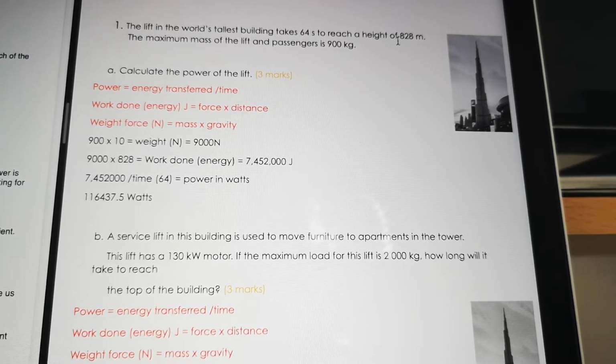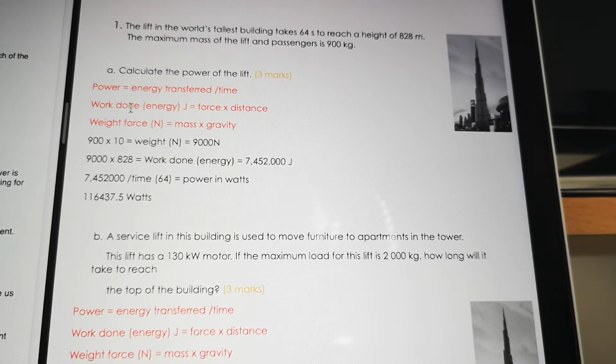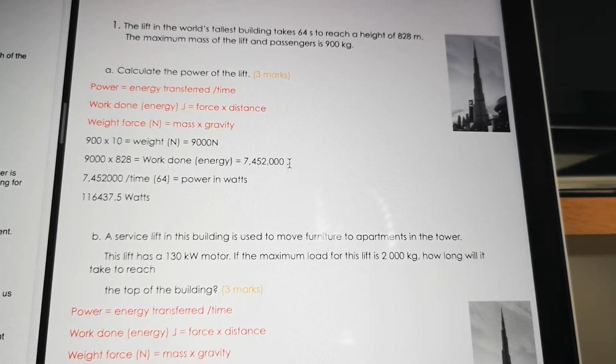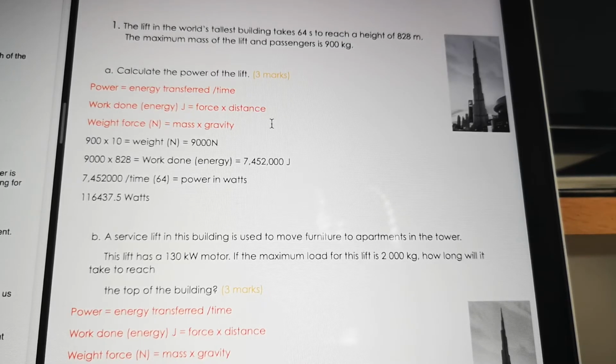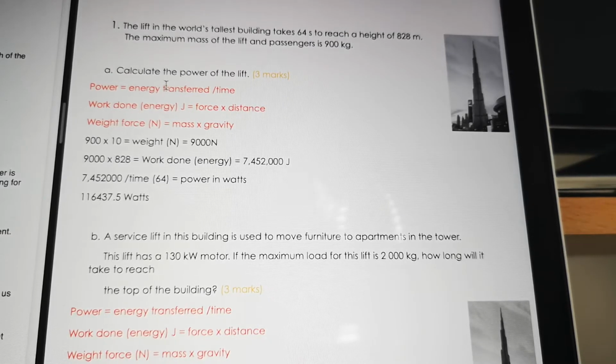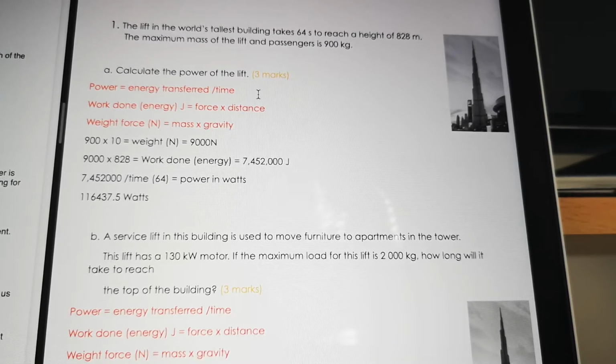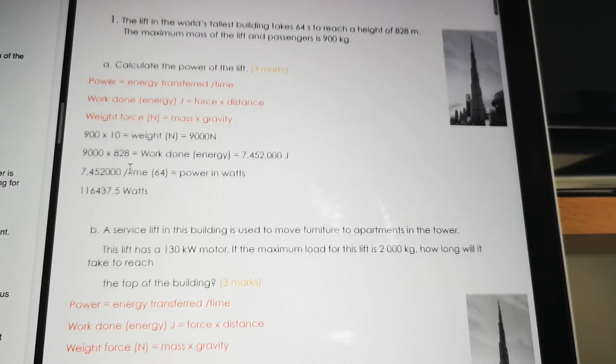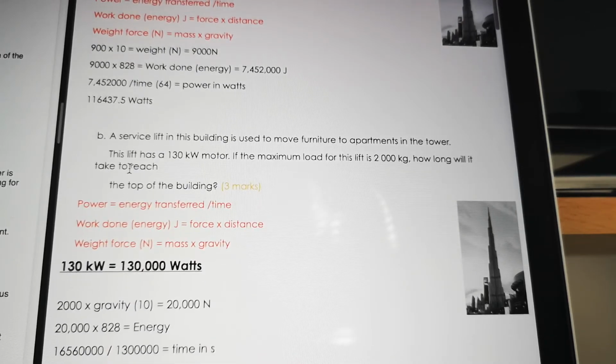Okay? We multiply it by 828. That would give us the work done. Okay? Work done is 7,452,000 joules, apparently. And then, afterwards, you would take that and you would divide it by the time, which is 64 seconds. And that should give you a power in watts. You'll need to check these values.